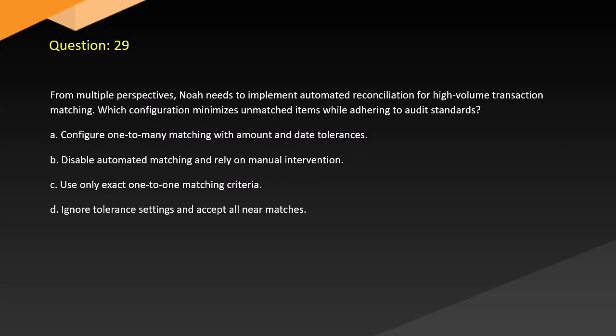Question 29. From multiple perspectives, Noah needs to implement automated reconciliation for high-volume transaction matching. Which configuration minimizes unmatched items while adhering to audit standards? A. Configure one-to-many matching with amount and date tolerances. B. Disable automated matching and rely on manual intervention. C. Use only exact one-to-one matching criteria. D. Ignore tolerance settings and accept all near matches.